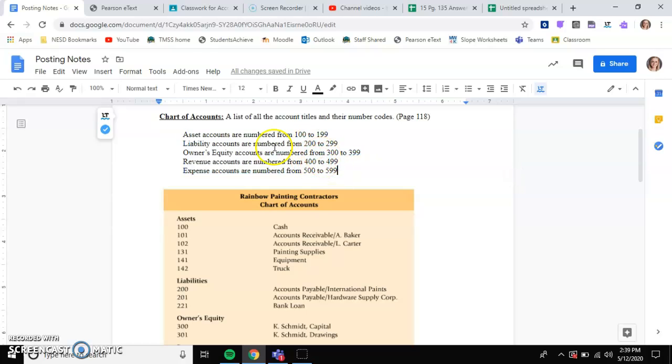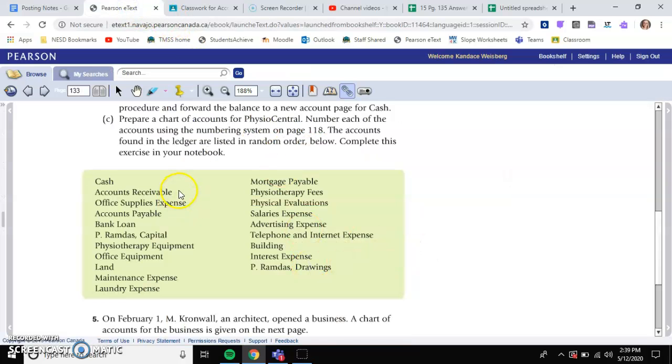So does this paragraph right here. I just typed it. The accounts found in the ledger are listed in a random order below. Complete this exercise in your notebook. You don't have to do this if you just watch what I'm going to write for my answers. All of these are out of order.